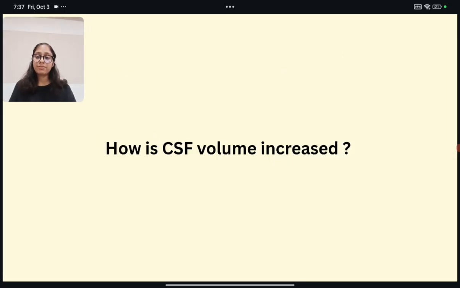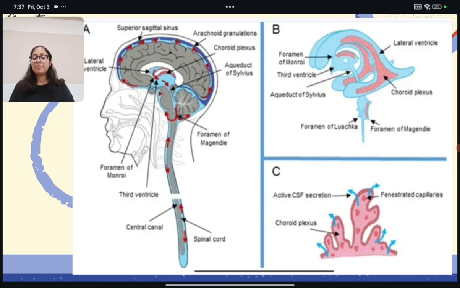Now, how is the CSF volume increased? For the CSF volume to increase, either the production is too much or the absorption is less, and hence the volume of CSF is increased. So we start with how the CSF is actually produced, what the pathway is, and how it goes to the subarachnoid space.